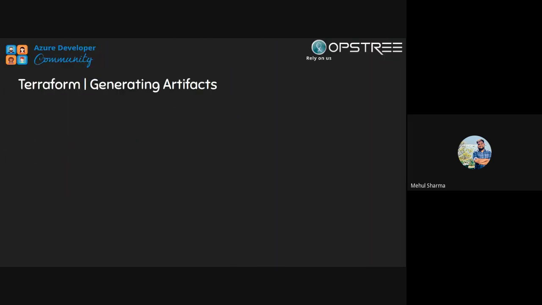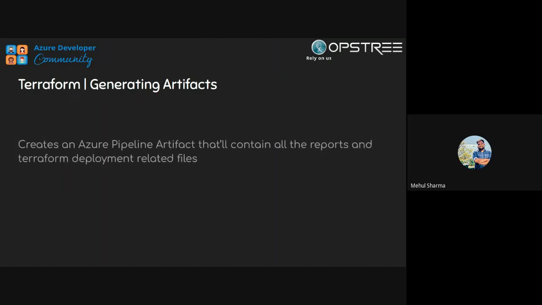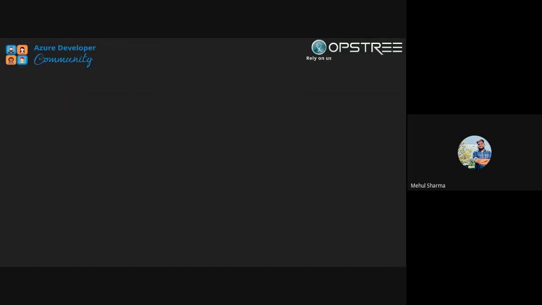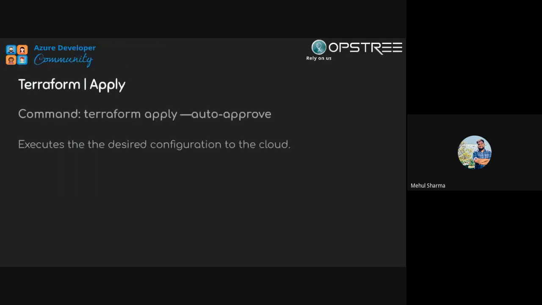Generating the artifact. Again, it's an easy one. Create an Azure pipeline artifact, where we'll be creating two artifacts, a report as well as the release. Then the apply in the CD. That's the common thing. Terraform apply --auto-approve. Executes the desired configuration to the cloud. Agree? Hey, sorry. Can you go to the previous slides?